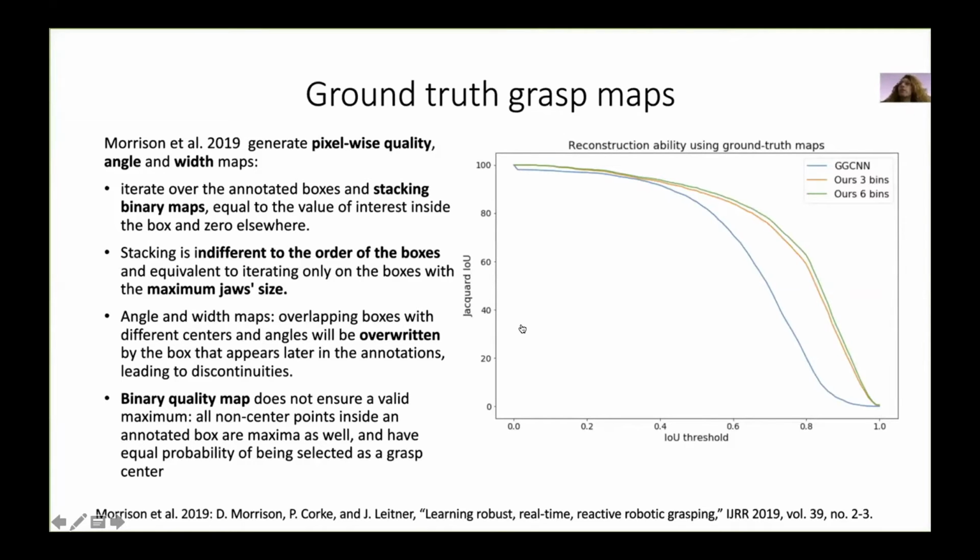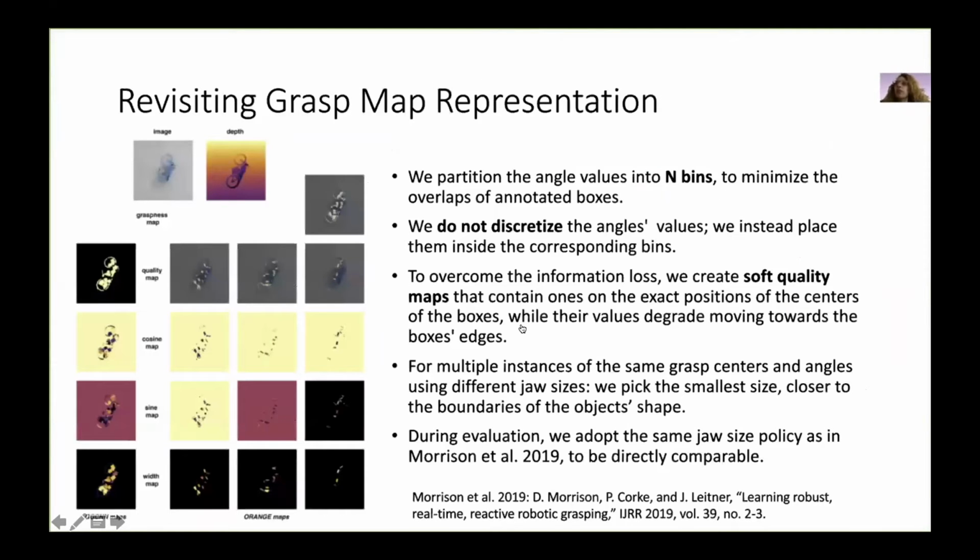We, on the other hand, are proposing a new representation, and we partition the angle values into n bins. We do not discretize the angle values, but we instead place them inside the corresponding bins. We use soft quality maps that contain ones at the exact positions of the centers of the boxes, while their values degrade at the edges of the boxes. And for multiple instances of the same grasp center, we pick the mean jaw size. And for evaluation, we adopt the same policy as Morrison et al. to be directly comparable.